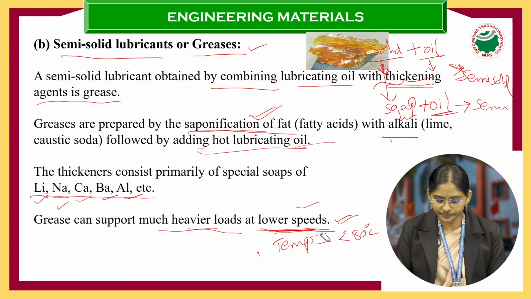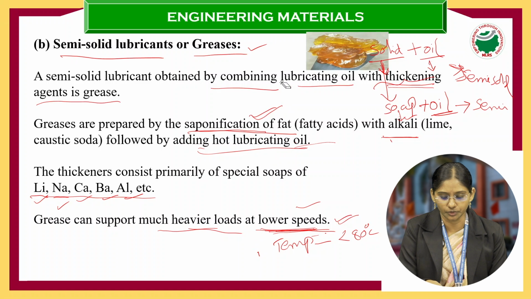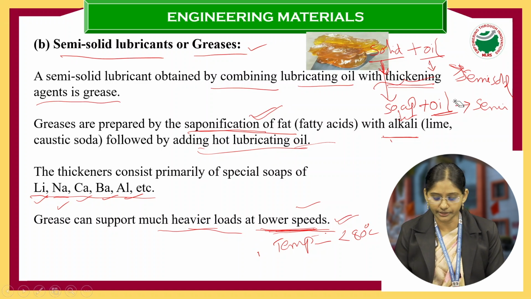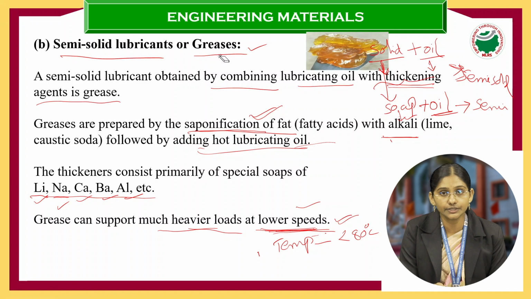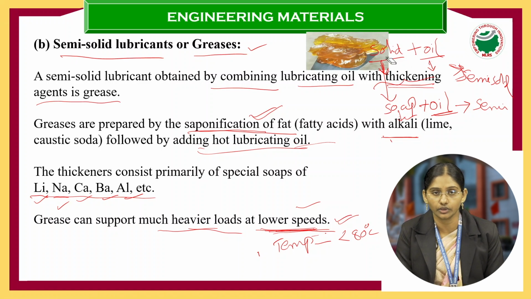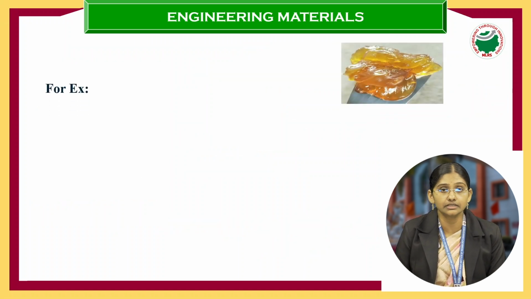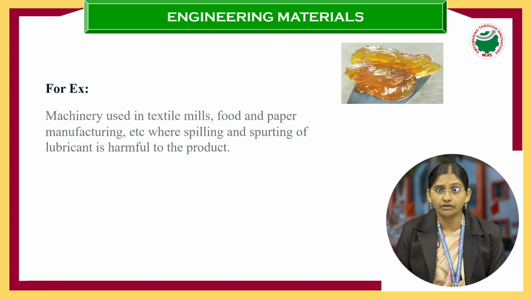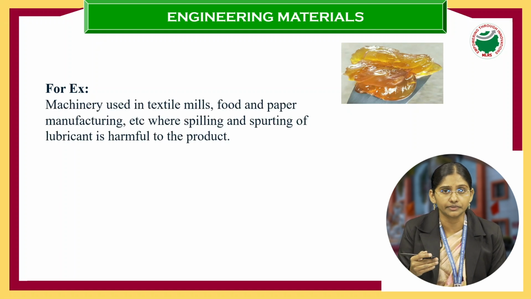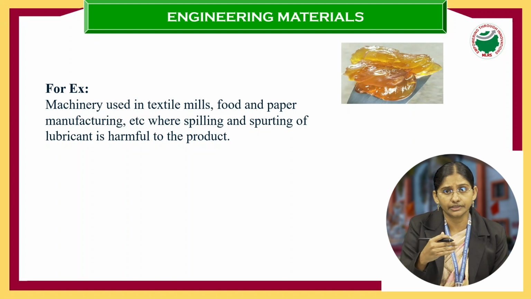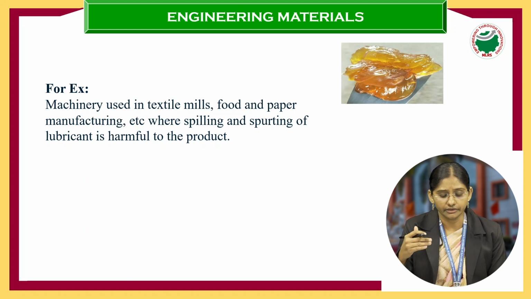Now this is about the semi-solid lubricants. The semi-solid lubricant is also called grease. How is this grease obtained? We have to add solid to the liquid. In the place of solid, what are we adding? We are adding the soap. Now next, why are we preferring the semi-solid lubricants? Why are we not using liquid lubricants in these machines?